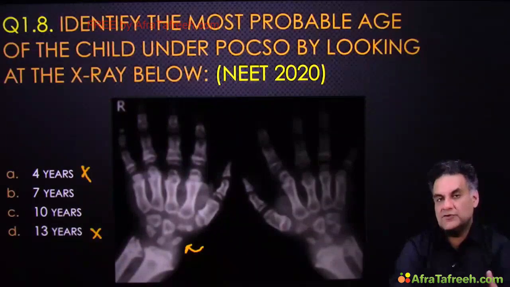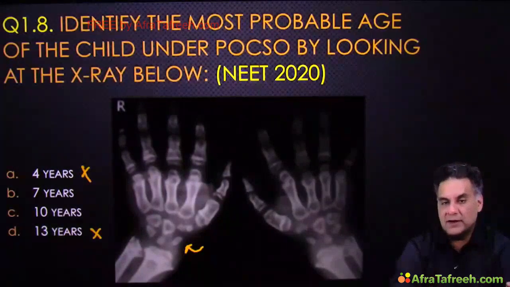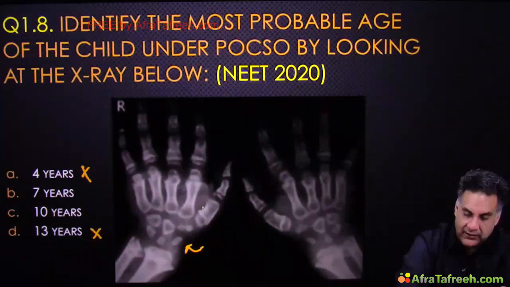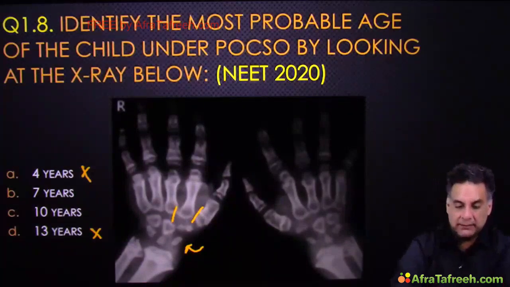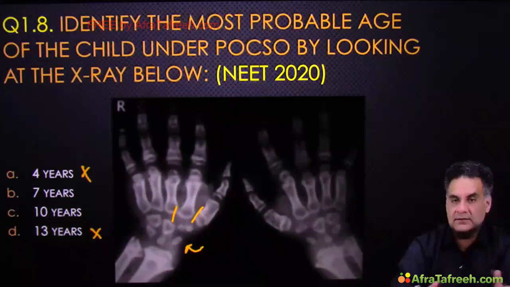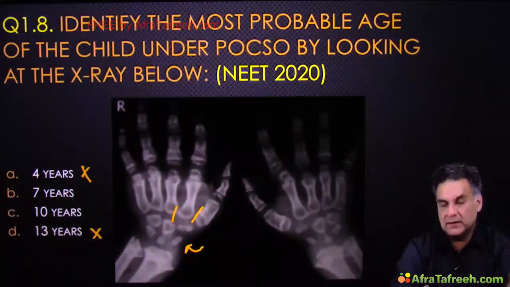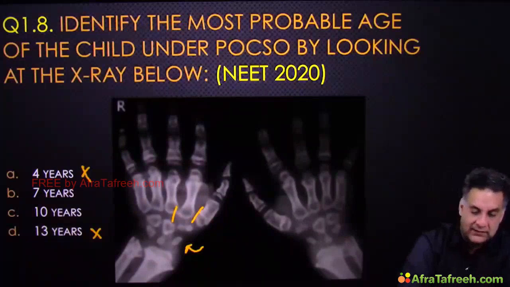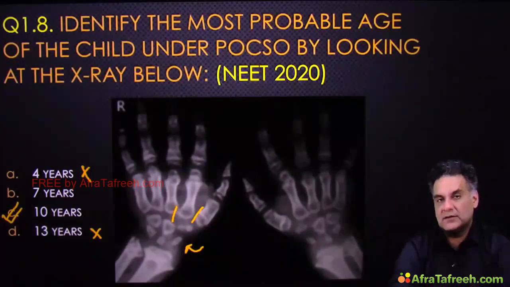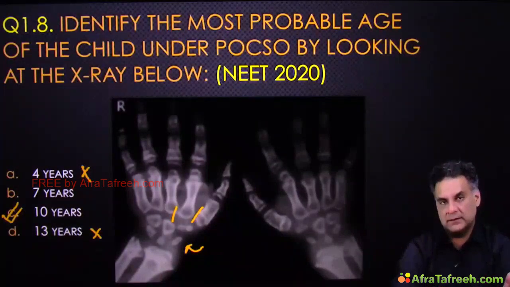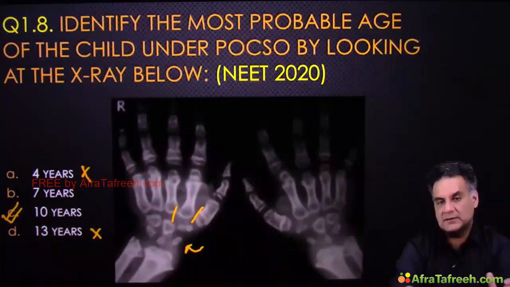Right? And if you have to choose, the trapezium and trapezoid appear with the scaphoid. So you have scaphoid, trapezium and trapezoid. Right? Capitate, hamate are already there. Scaphoid, lunate and triquetral are there. So if you have to choose between the two, 7 and 10, choose 10 years as the answer because you have the majority of the bones coming up, except for pisiform, which appears at 12 years. That is why your answer is going to be 10 years.